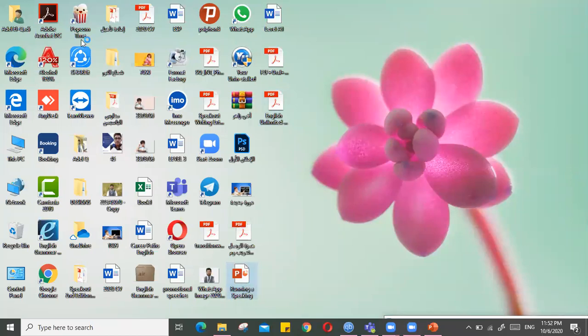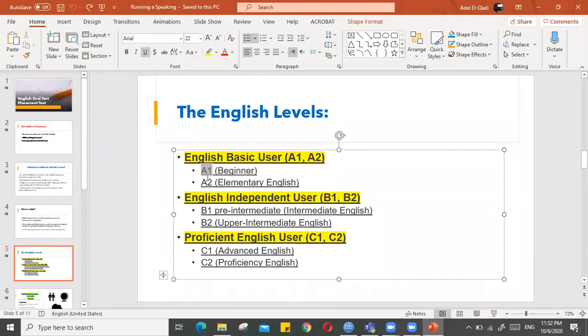As I told you previously, A1 is a beginner level, A2 is the elementary level. B1 is a pre-intermediate level, and the outcome of it is supposed to be the intermediate level. When you finish it, you'll have finished 2 levels at the same time. B2 is the upper intermediate level, C1 is the advanced level, and finally C2, as we said, is the proficiency.